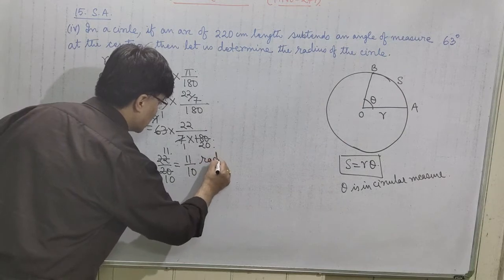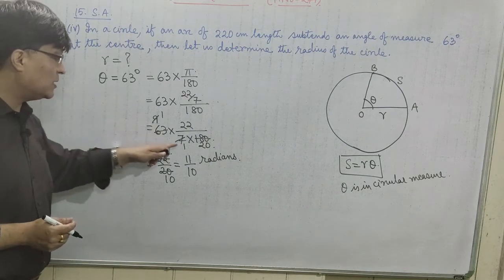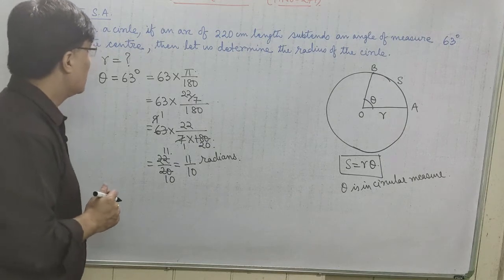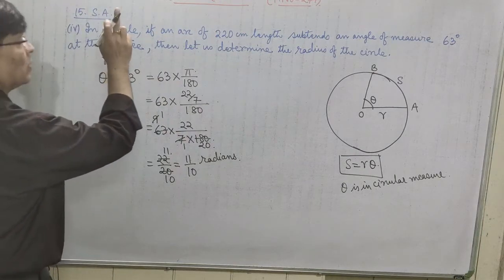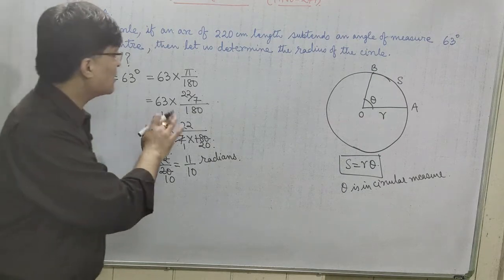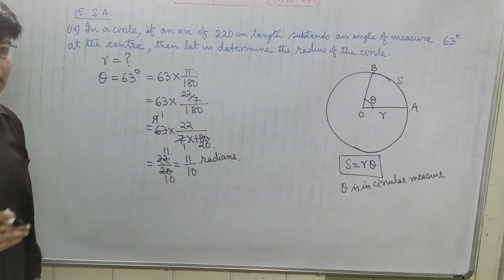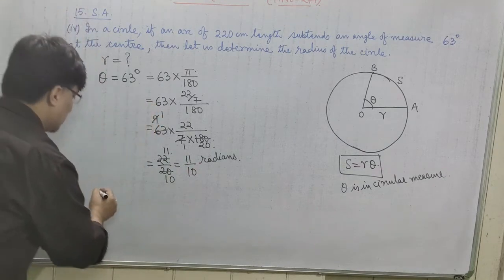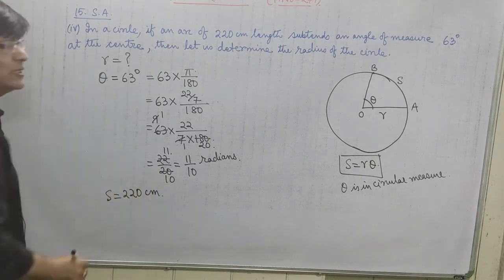That is, it is in terms of radian. That is, it is in circular measure. So what is the value for theta here? It is 11 by 10. So I think you have understood it. Okay. So now what will you do now? So now you have to find out the radius of the circle. What is the length of the arc? It is 220 centimeter length. And this arc of length 220 centimeter subtends an angle of 63 degree at the center of the circle. That is 63 degree in terms of radian is 11 by 10. So here what is S? S is equal to 220 centimeter.